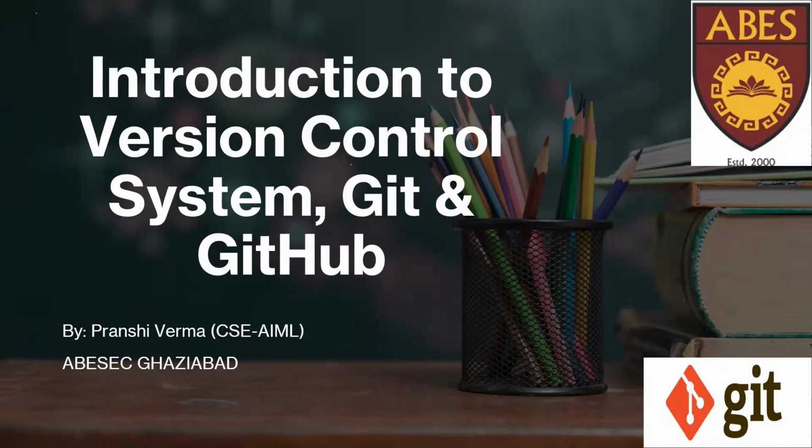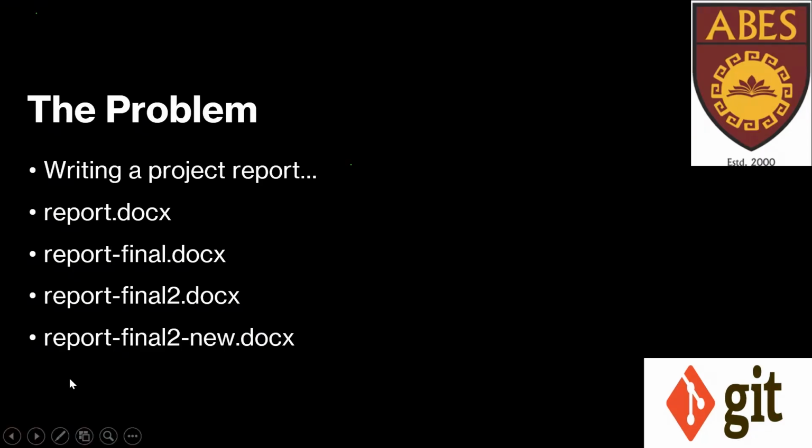Today, we start our journey into version control system, Git and GitHub, very essential tool for every software developer and engineer. Let's start with a common problem. Have you ever worked on a document, on a project report, and saved it as report.docx, report final.docx, report final2.docx, and so on? But it's very confusing, right? Which one is the latest? Which one has the correct data? What if you want to go back to day one's version?